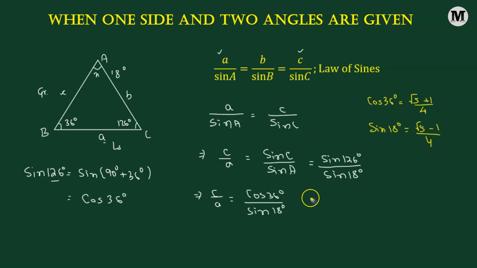So when we take the ratio of cosine 36 to that of sine 18 degrees, what we will get is (√5 + 1)/(√5 - 1). And this actually proves our problem, because we needed to show that the ratio of the greatest side, that is c, to that of the smallest side, which is a, is given by (√5 + 1)/(√5 - 1). Hence proved.